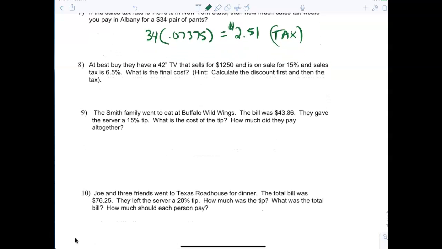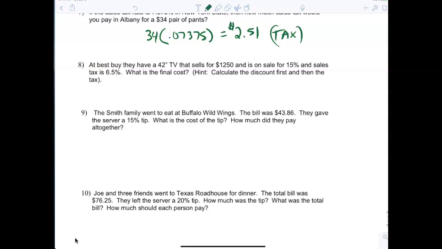Who's up? Go, read. Okay, at Best Buy they have a 42-inch TV that sells for $1,250 and is on sale for 15%, and sales tax is 6.5%. What is the final cost? Wow, stop right here. Everyone, this is what I'm interested in right here. This is the most important question today. Listen to me. You're going into the store. I just bought a TV set. I couldn't believe how much taxes I was paying. After I got a big discount, I thought, wow, it's going to be a good deal until you get the final bill, right?